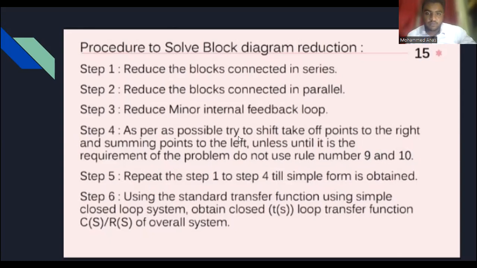We will see in the next slides how we can simplify a complex control system into a simple one. Step 6, using the standard transfer function of a simple closed loop system, obtain the closed loop transfer function C(s)/R(s) of the overall system. Keep in mind C(s)/R(s).